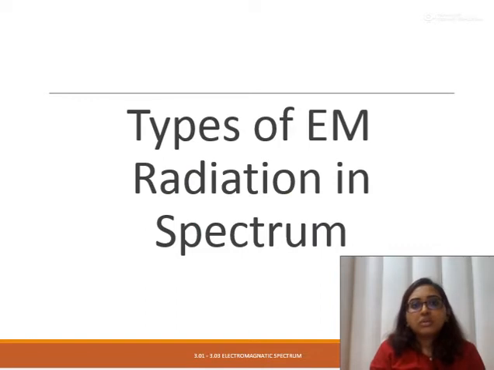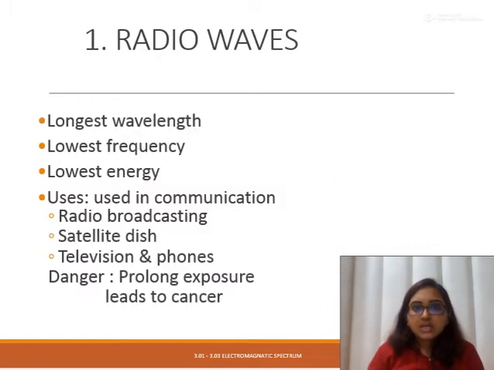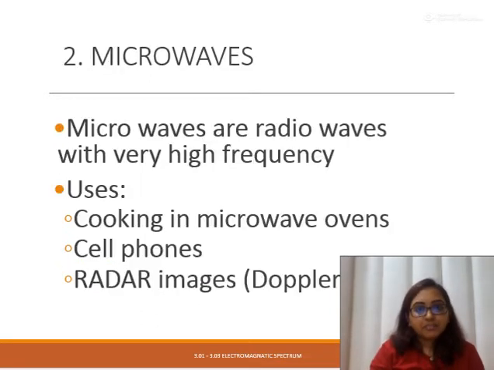Now, moving on to the different types of electromagnetic radiations that are included in the spectrum. Starting with radio waves. Radio waves are the longest wavelength waves. They have the lowest frequency, hence they have the lowest energy. They are usually used in communication, radio broadcasting, satellite dishes, televisions, phones, etc. But prolonged exposure of radio waves can cause cancer.